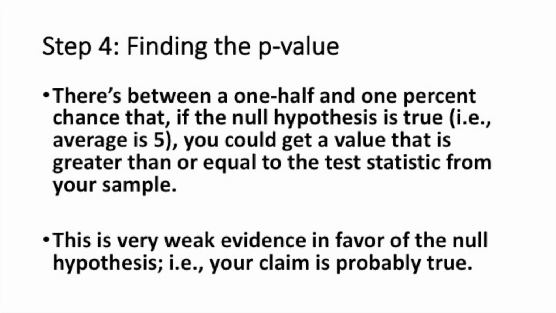So we interpret the p-value to mean that there's between a 0.5% and 1% chance that if the null hypothesis were true, in other words, if the average amount of time spent studying was less than or equal to 5 hours, that I could have gotten a value that is greater than or equal to the test statistic that we got from our researcher from the sample. In other words, there's very weak evidence in favor of the null hypothesis.